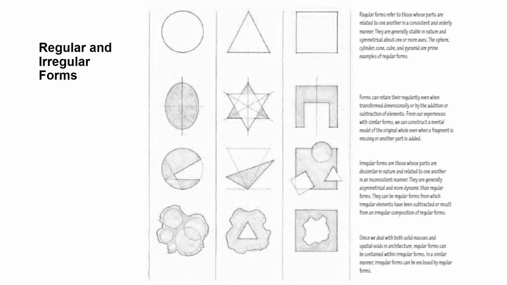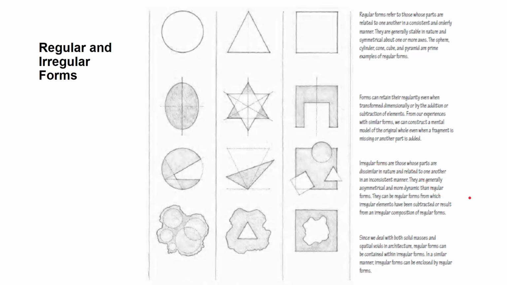From our experiences with similar forms, you can construct a mental model of an original whole even when a fragment is missing and another part is added. This is very prevalent in design. Even when you have an addition, you'll still recognize the original shape of the triangle. For the last one, even with the absence of the puzzle piece here in the center, you still perceive this as a square.